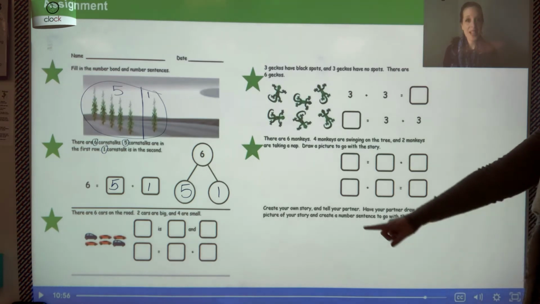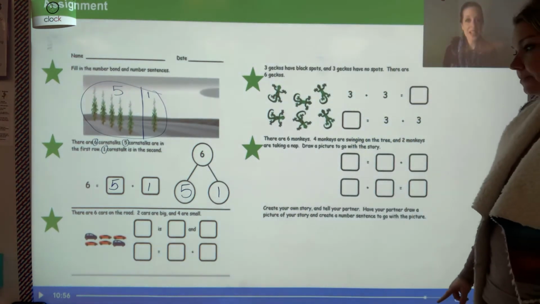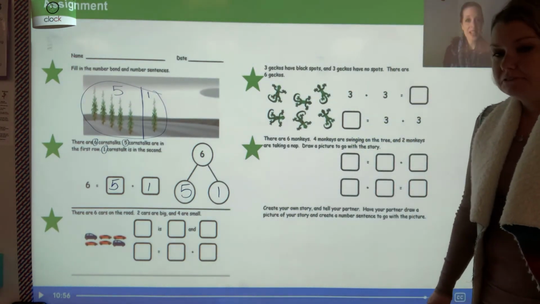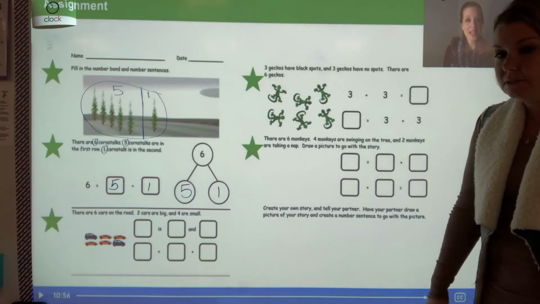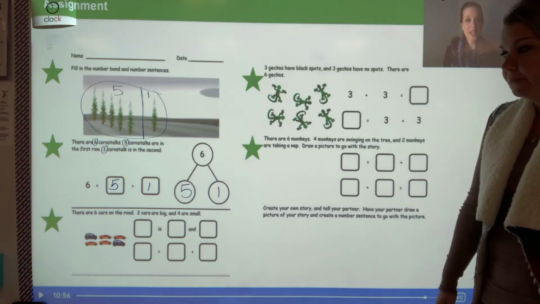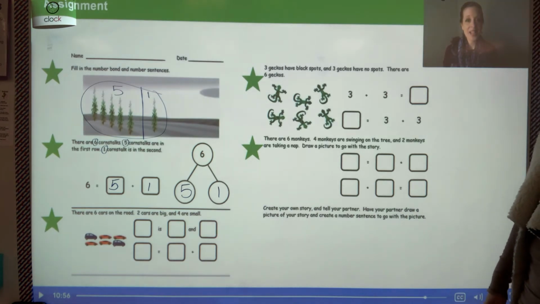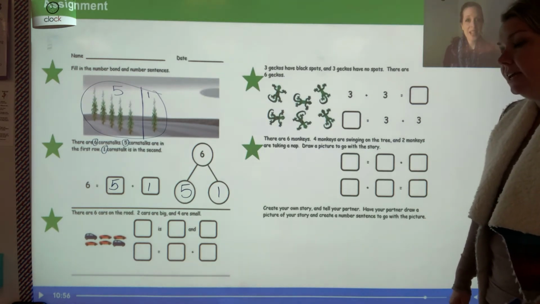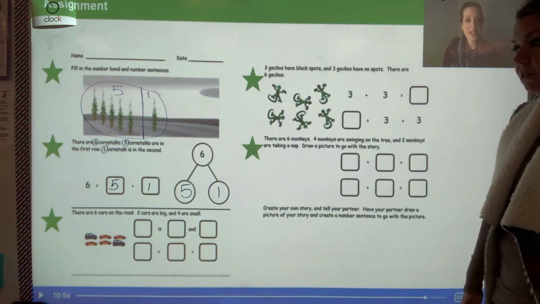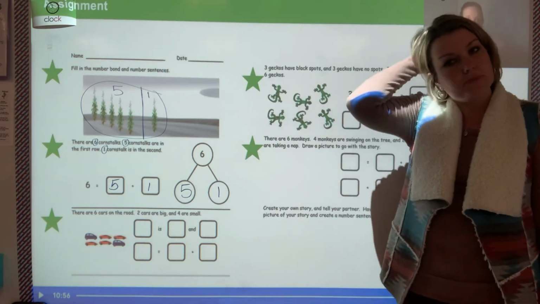Okay, let's do this car one down here. Now, for this one, nothing is filled in. So we're going to have to figure it out on our own. There are 6 cars on the road. 2 of the cars are big and 4 are small. What's my first step? What do I need to do?